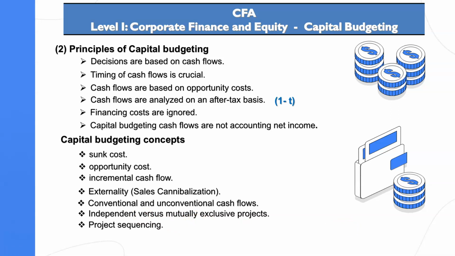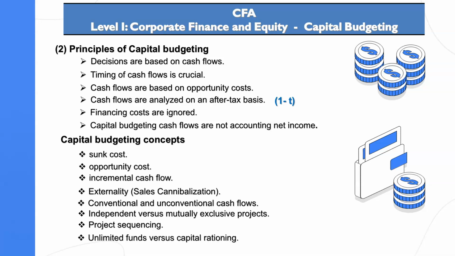Project sequencing. That means you put many projects in sequence. You take the first one. If you have a positive result after one year or two, then you take the second one. If the second one also tends to be promising, then you take the third and so forth. This is what is meant by project sequencing. We have to take that into consideration as well.